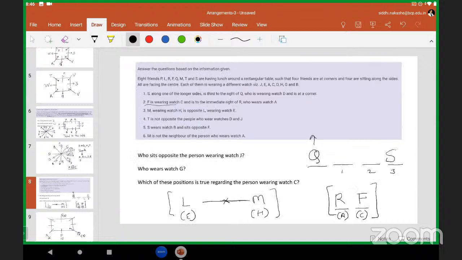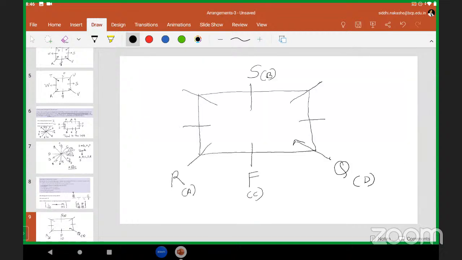So what other statements do we have? That L is exactly opposite M. So only two spaces are remaining for opposite cases, that is L and M. But we don't know the exact position, if L can be on the right side or on the left side. So we'll put two terms, L and M. L and M can be opposite, we don't have the exact idea.